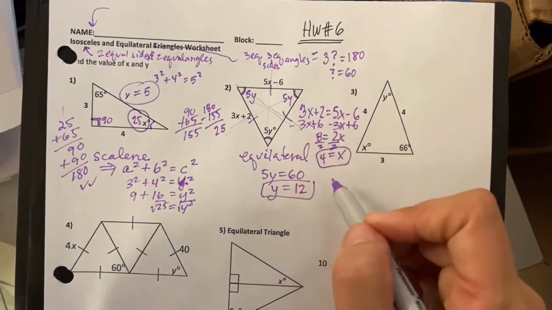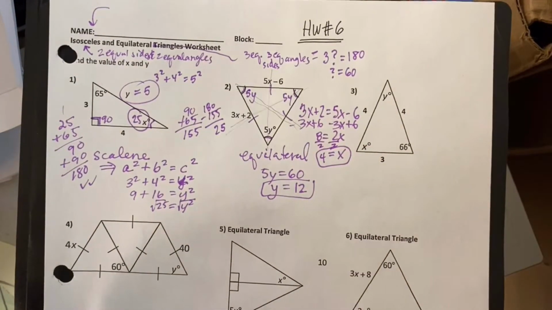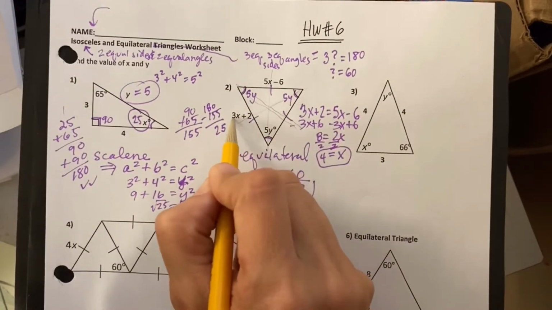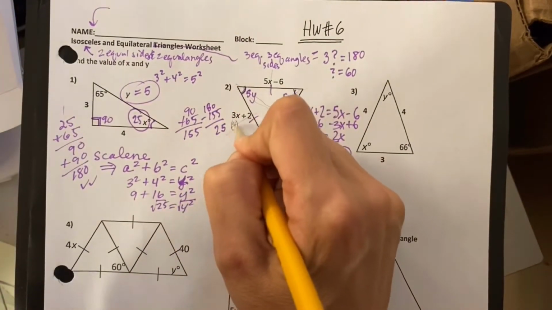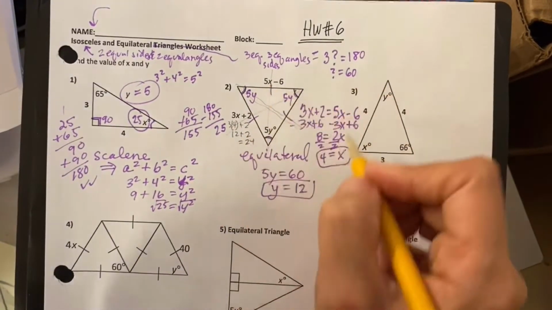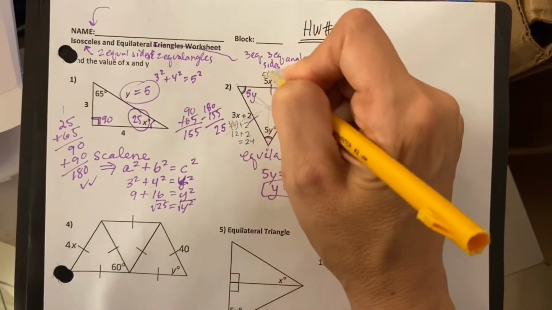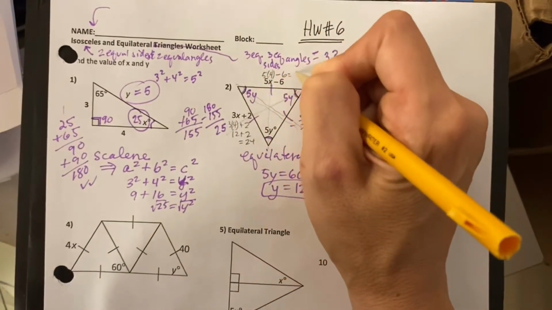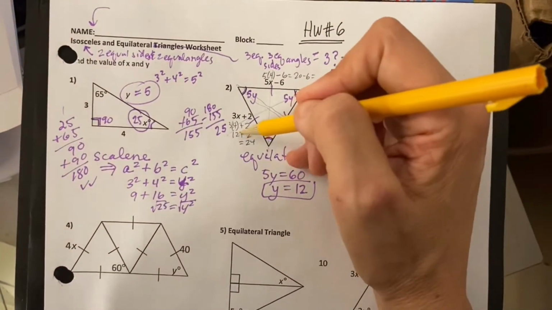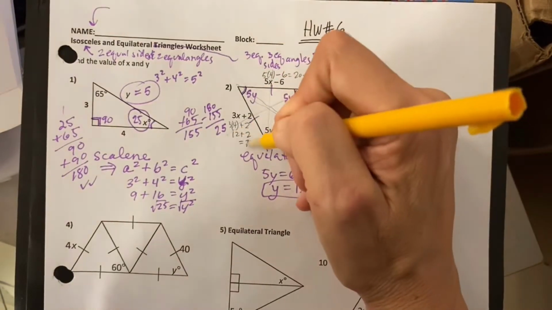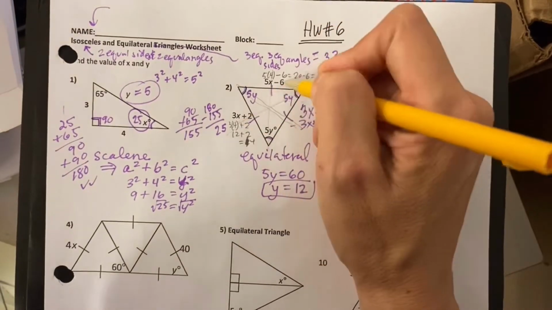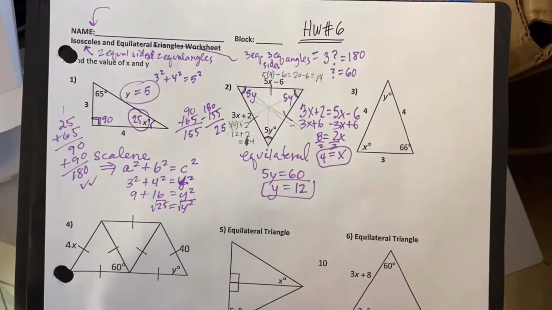Now you might think, well, what if I made a mistake? Is there any way I could double check my work? Sure, I'm glad you asked. If we plug x back in, 3 times 4 is 12, and 12 plus 2 is 14. Wait, I did this wrong. If we plug x back in here, 5 times 4 is 20. Take away 6 is 14. Yep, so those 2 sides really are equal because 14 is equal to 14.